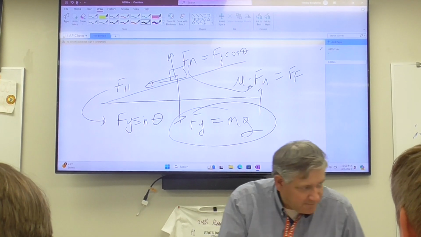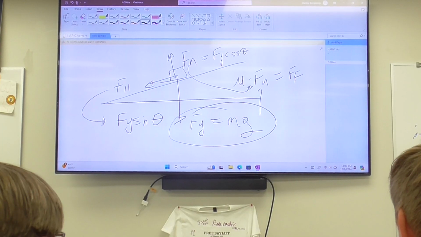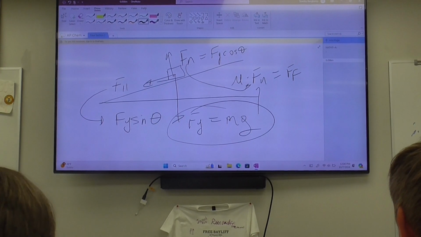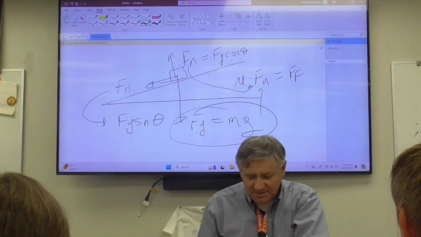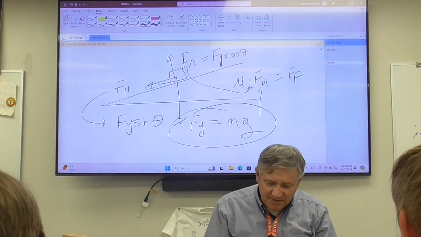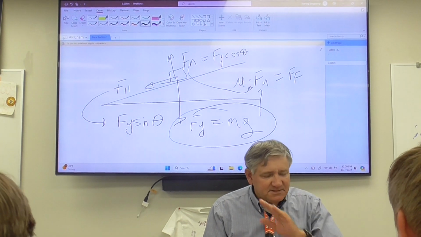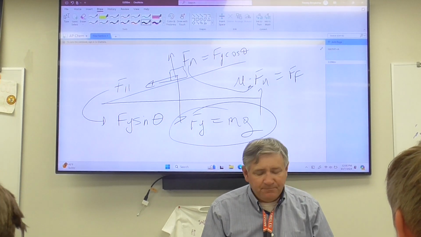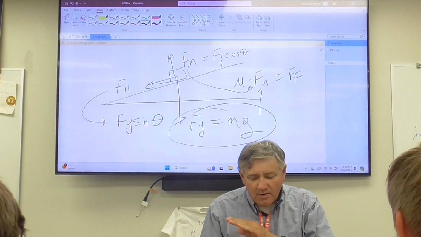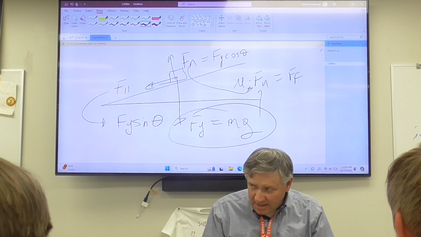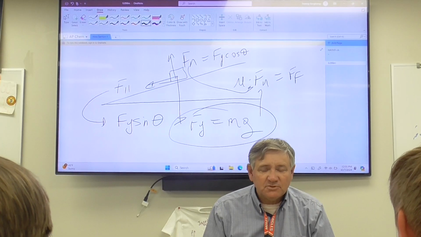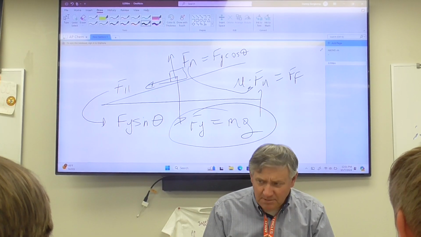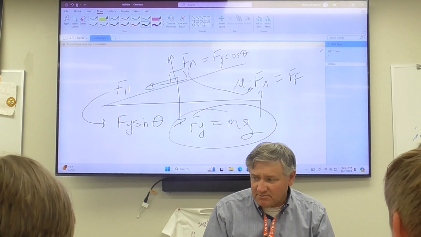So, the beginning of the lab, you're trying to find the coefficient of static friction. So you took a block, set it on a board, you lifted it up. Now, this is the quintessential example. There's forces acting on this block, but what's the acceleration? Do not make this difficult. Zero. There is no acceleration.